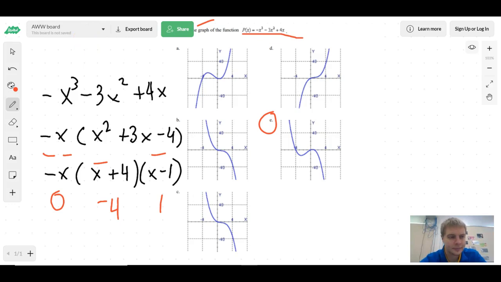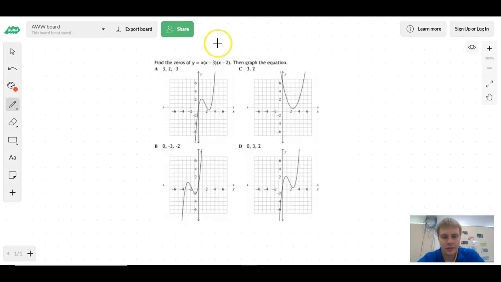Let's do the next one. So now we have this one. I'm actually not going to graph through everything because they all have different zeros, so I'm just going to find what its zeros should be. I can see right here that we have a zero at 0 because x is just 0. X minus 3 would be positive 3, and x minus 2 would be positive 2. So my zeros are 0, 3, and 2. That would be D, and we can see that the graph does that if you zoom in on it.